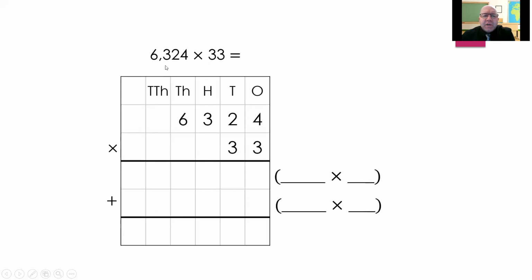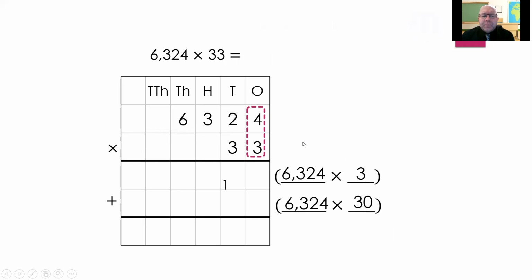Okay, so 6,324 multiplied by 33. Have a think. What are you going to do first? Okay, well, we're going to partition the 33. So in each case, we're going to multiply our 6,324, first of all by 3, and then by the 30. So let's just ignore the 30 for a moment. Let's focus on the 3 and work that one through.